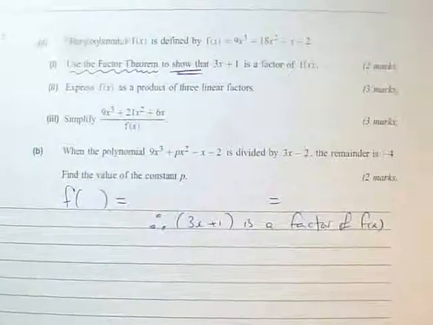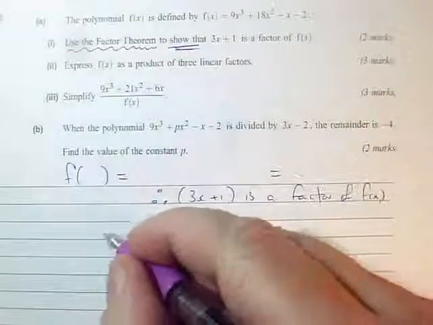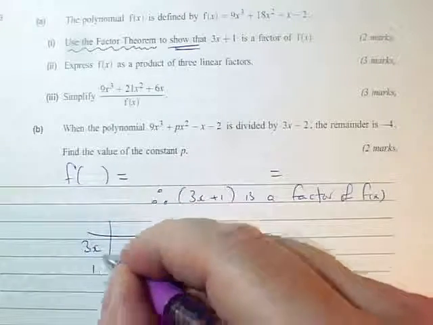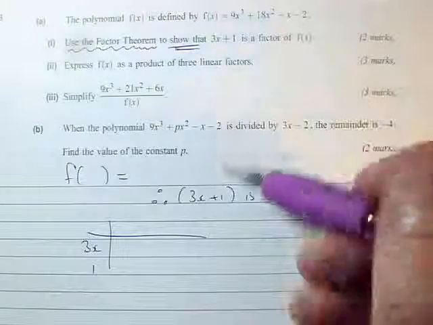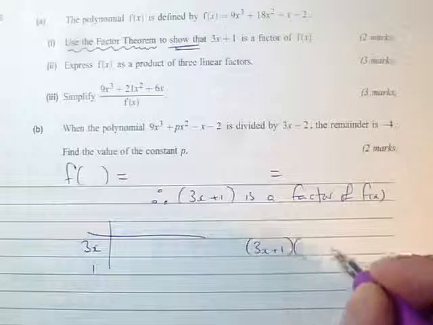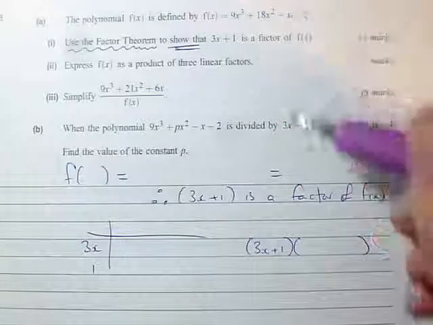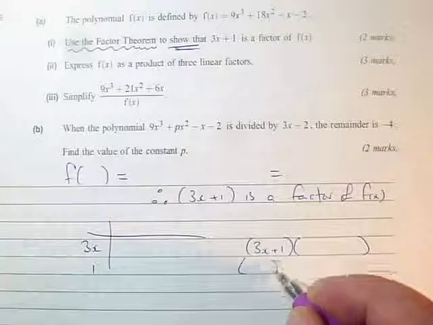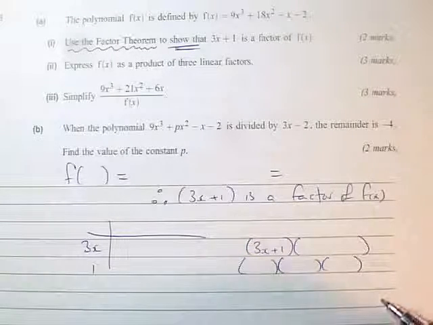Okay, then we've got to express f of x as a product of three linear factors. So now we do use the grid. So we've got a factor of 3x plus 1, and we know we're aiming for 9x cubed plus 18x squared, all of that stuff. So you do the grid to get 3x plus 1 times another bracket, and the grid should work out perfectly because we know this is a factor, and then this quadratic bracket here you factorize again. So this is actually the kind of thing you did in core 1. So you end up with three linear factors.